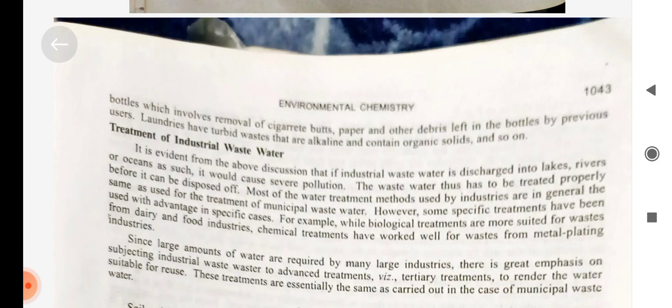For example, while biological treatments are more suited for wastes from dairy and food industries, chemical treatments have worked well for wastes from metal plating industries. Since large amounts of water are required by many large industries, there is great emphasis on subjecting industrial wastewater to advanced tertiary treatments to render the water suitable for reuse. These treatments are essentially the same as those carried out in the case of municipal wastewater.